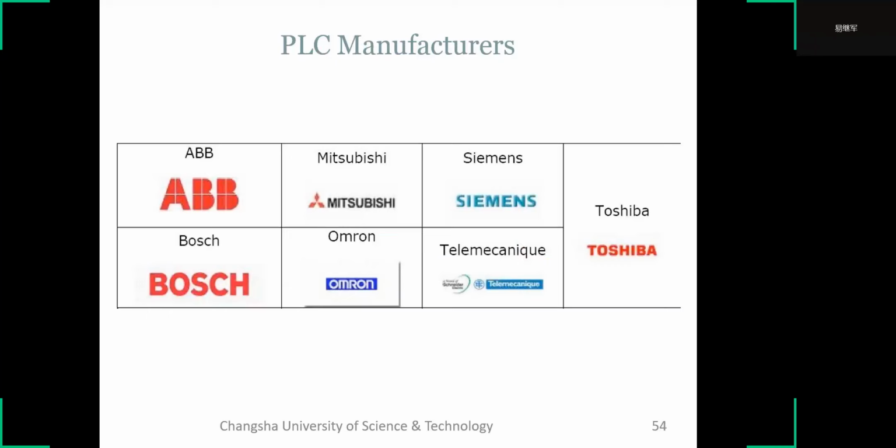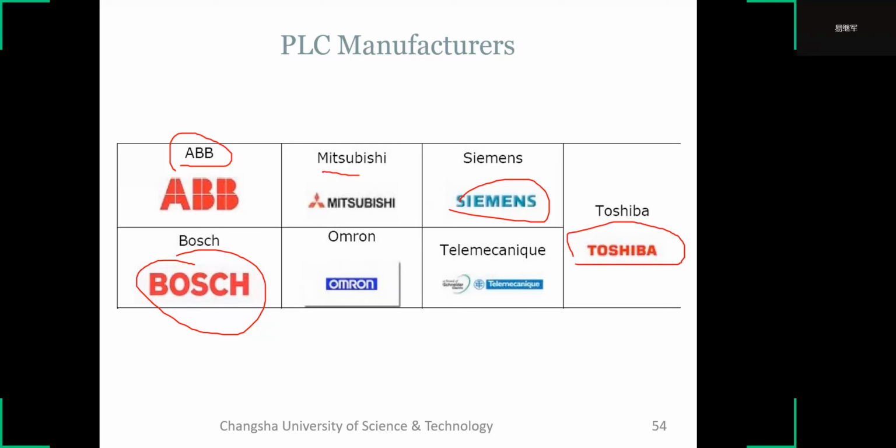These are the PLC manufacturers: ABB, Bosch, Mitsubishi, Siemens, Omron, Panasonic, Fuji, Toshiba. These are the PLC manufacturers.